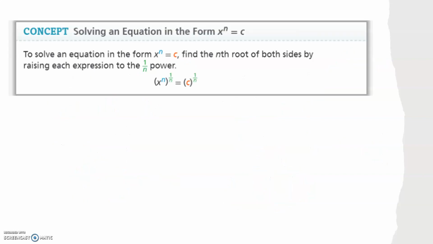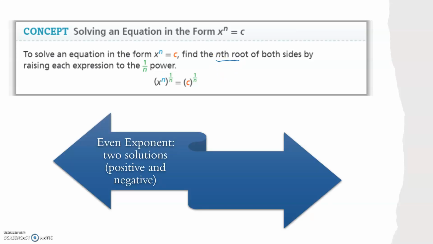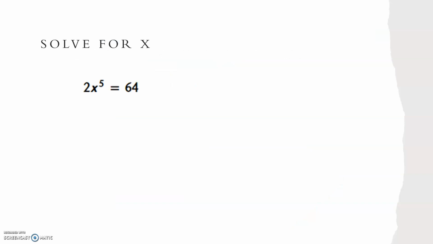Okay, the next skill is solving an equation that has x to a power. And what I want to warn you about is that if you have an even exponent, you will have two solutions, the positive and the negative version. And if you have an odd exponent, you will only have one solution, and it might be negative. So for this one, I'm solving for x. I'm going to start by dividing by 2. I have x to the 5th equals 32.